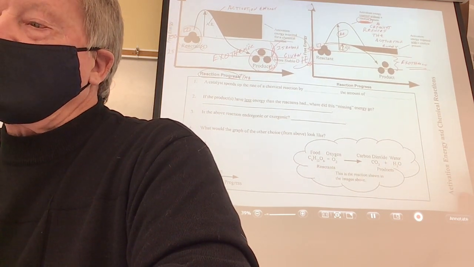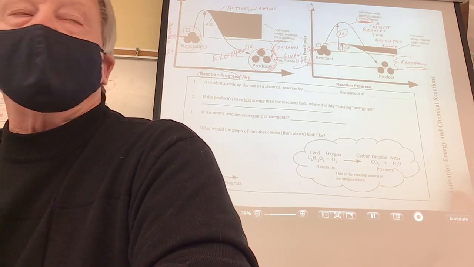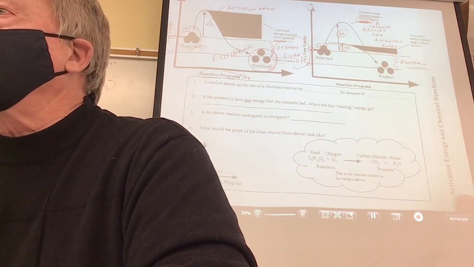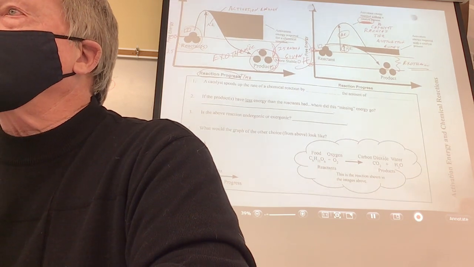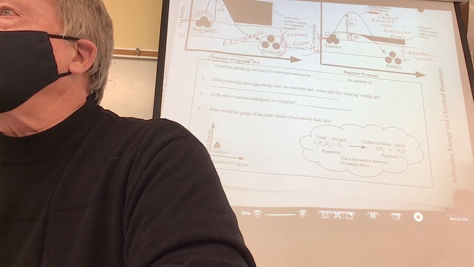Max. It's given off during the reaction. Yes, it's given off. And we can say it's exothermic, can't we? Is this making sense to you? This is a lot easier than the redox, isn't it?